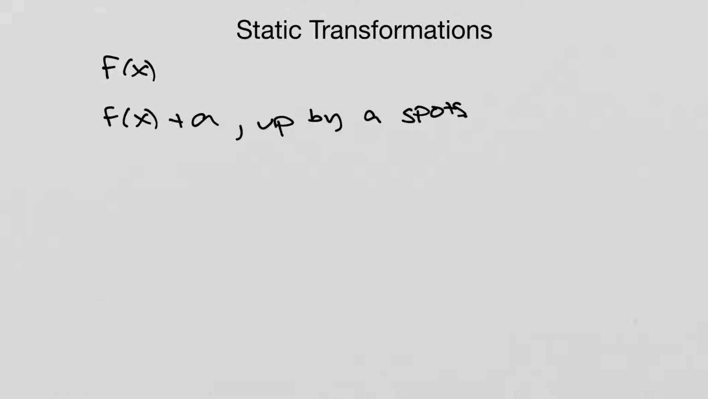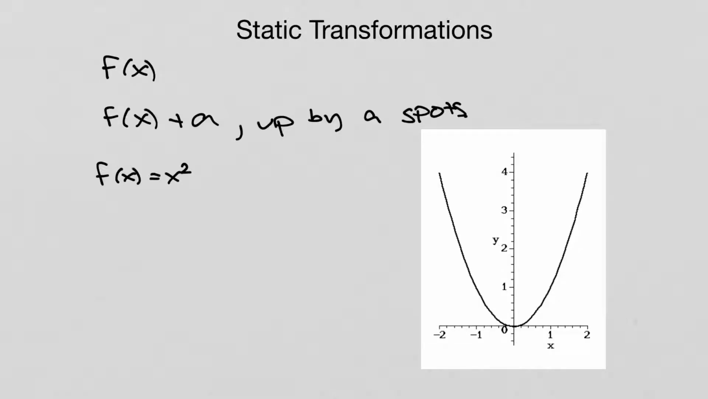So in our example, if we had f of x equals x squared, then let's consider what happens if we look at the function f of x plus 2, right? Which will mean this is the function x squared plus 2. All we're going to do is take this picture and push everything up by 2 points. So for instance, here is the vertex 0, 0. It's going to get bumped up to here, 0, 2.